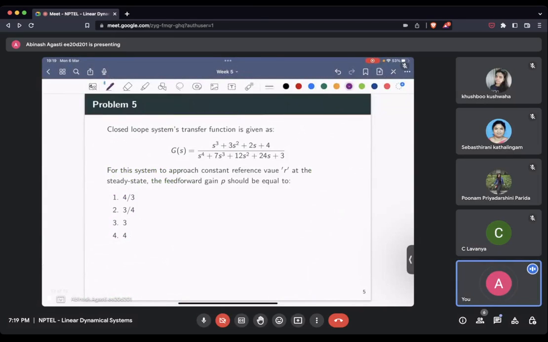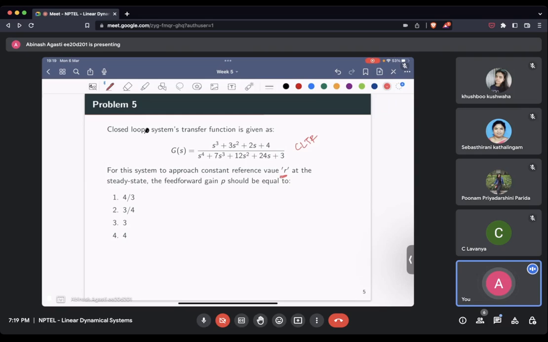Okay, so now we have a closed loop system transfer function given by this closed loop system transfer function CLTF. For this system to approach a constant reference value R at steady state, what should be the feed forward gain P?